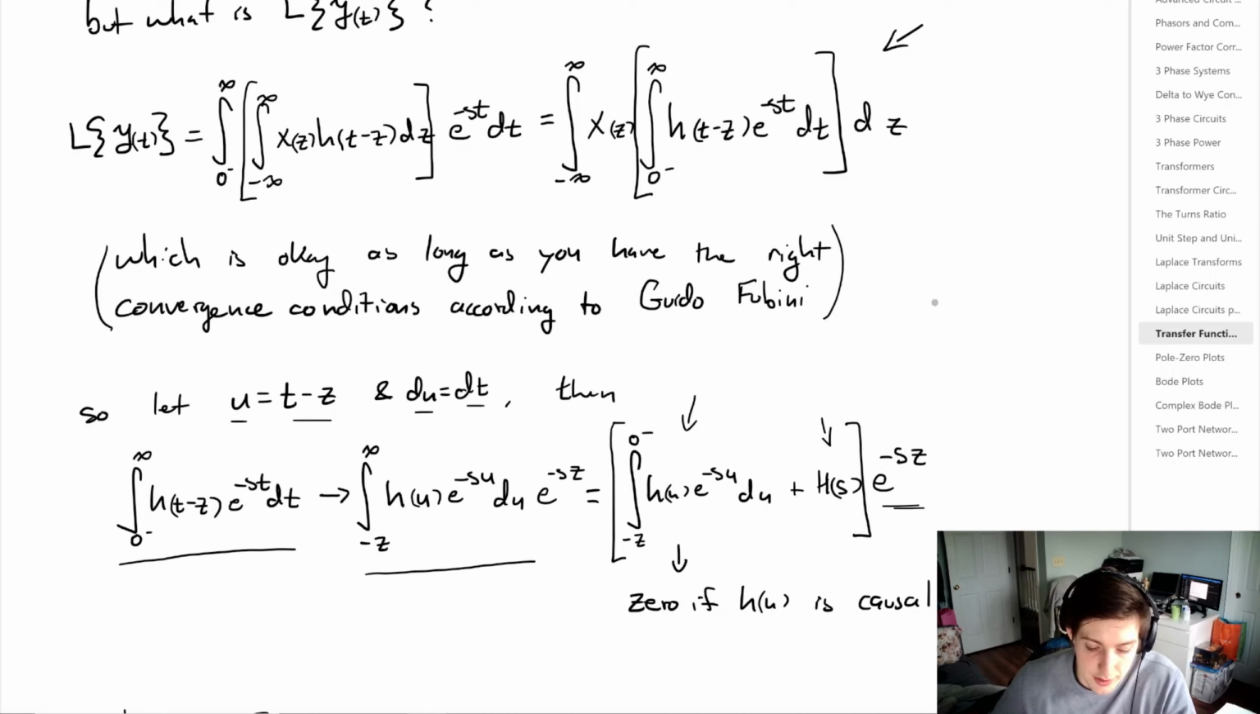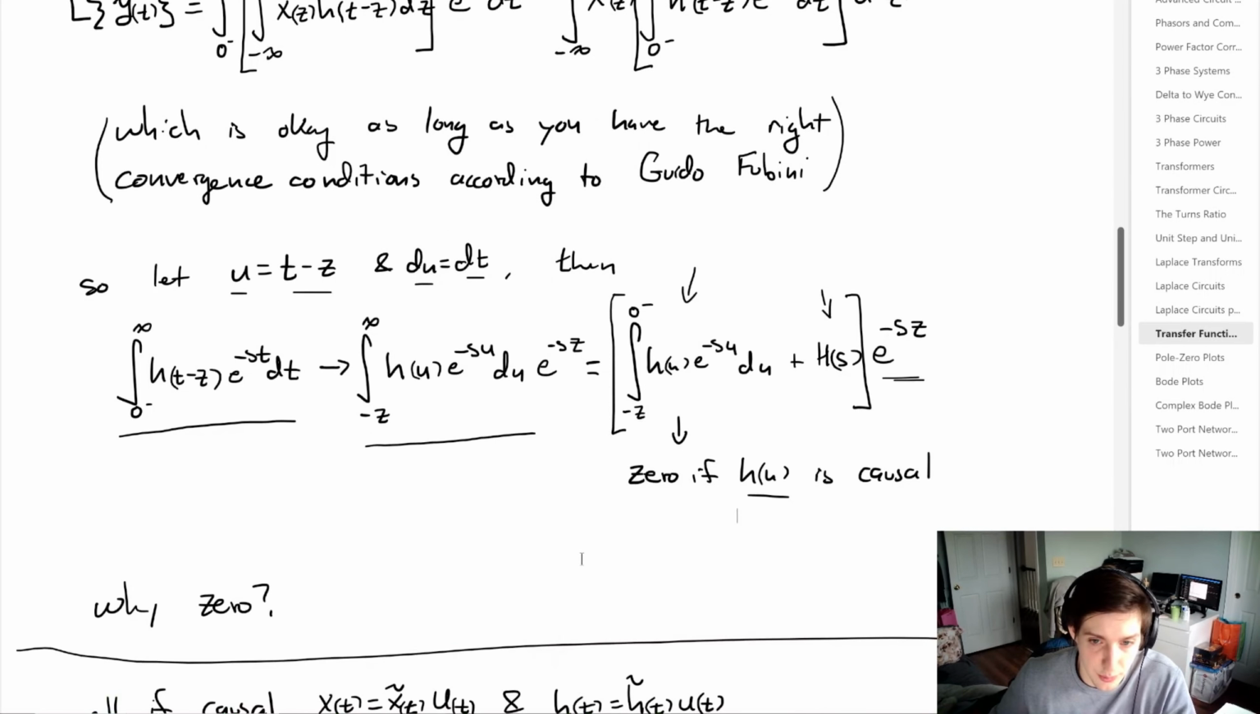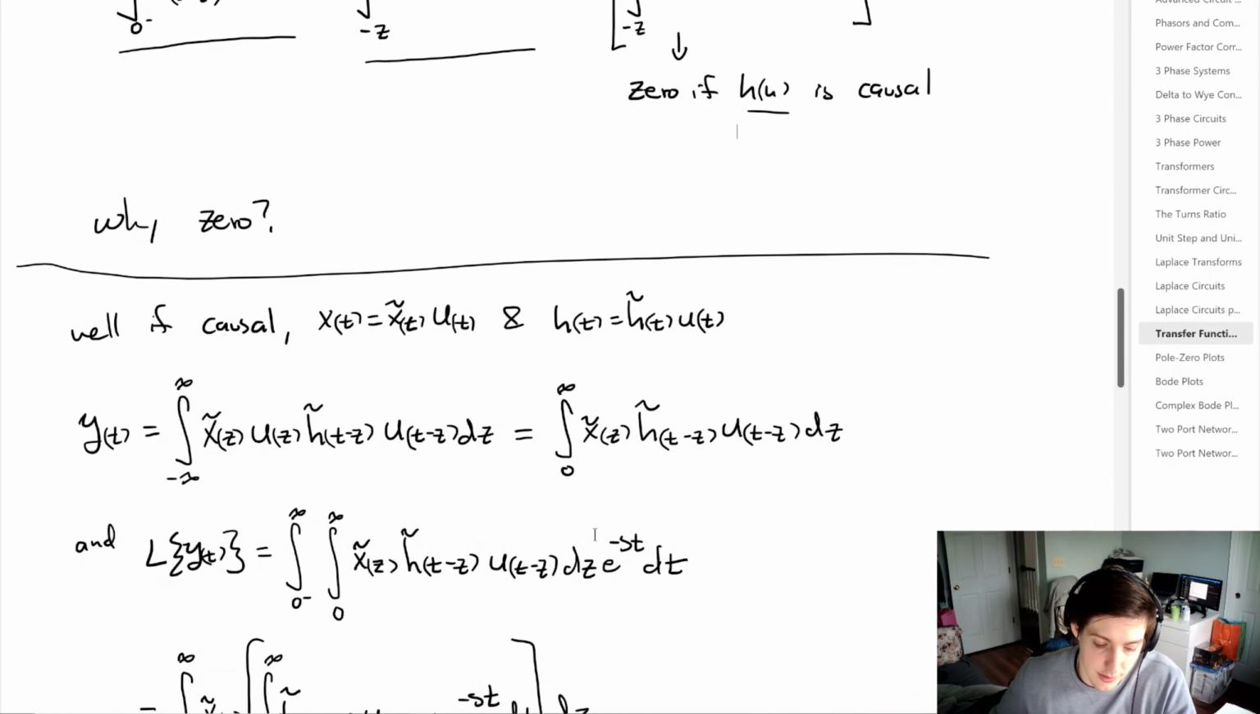So what it turns out is that this integral that we still have left to evaluate is 0 if h is a causal function. But we're going to look at why that's the case and why it's equal to 0. So if we have a causal system, we can also represent x and h simply as x tilde times some unit step function and then h tilde times a unit step function.